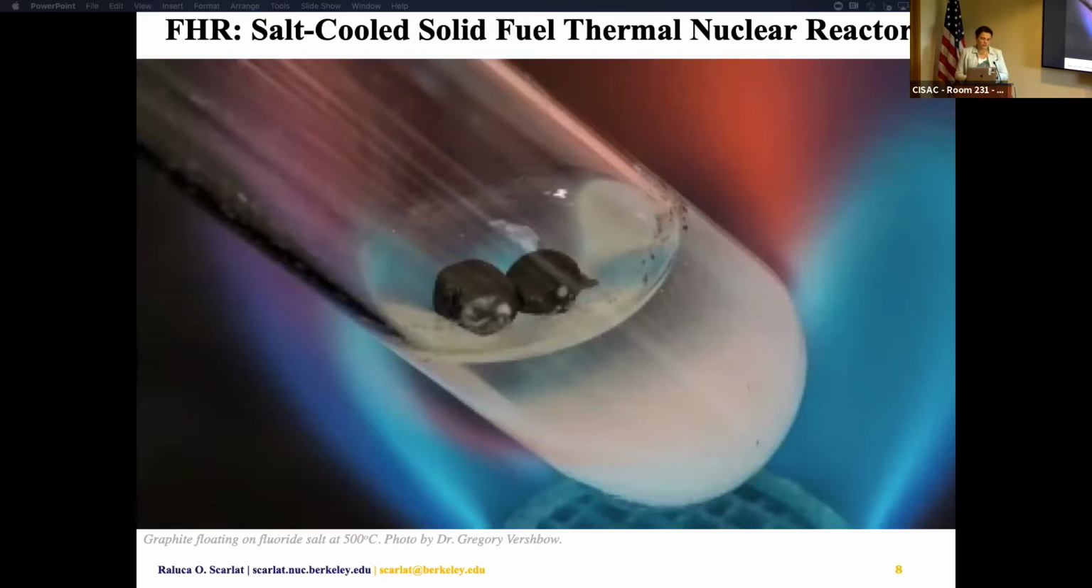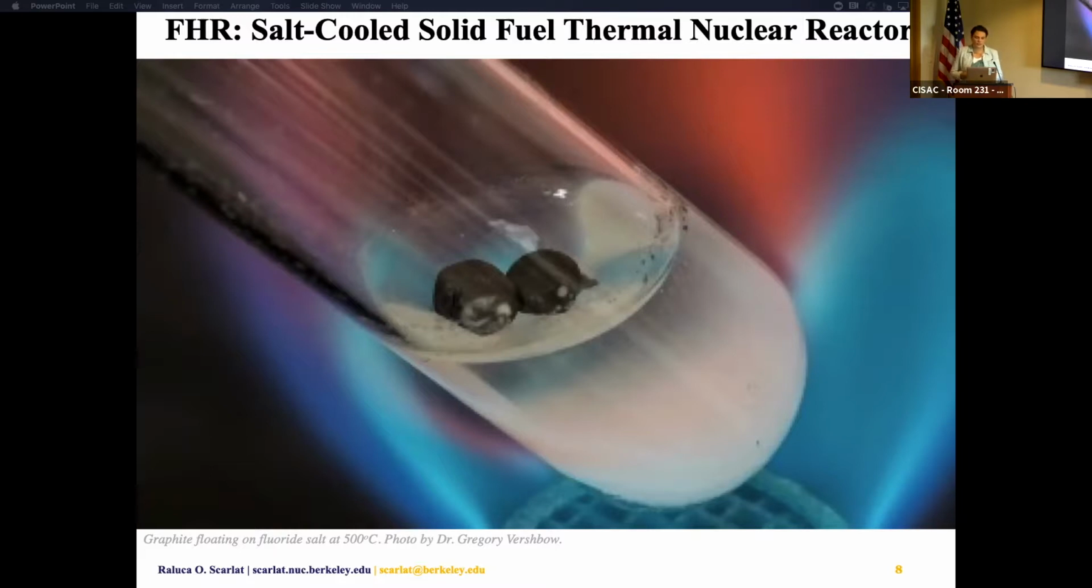might be representative of FHR technology. This is a liquid molten salt at 500 degrees Celsius, and some graphite spheres that are floating on the salt. So this is the concept of FHR. You would have graphitic fuel elements that are spherical, the size of a golf ball, and they float in the salt and move around the reactor continuously.